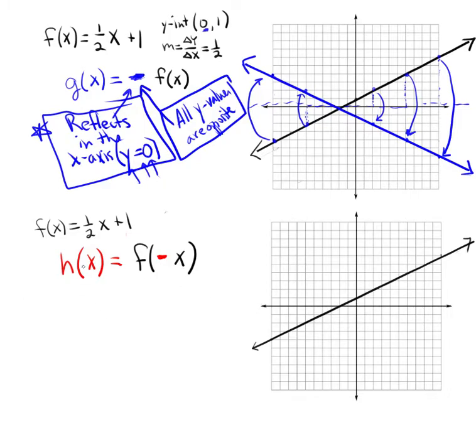When we move to h of x, we notice that our opposite is in our x. So that means our input values, x, for h of x, will be the opposite. So if we started off with 2, let's take a look at that when y is 2 right here.